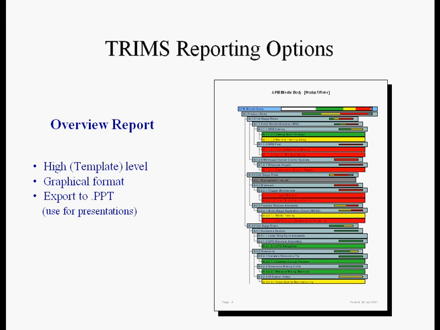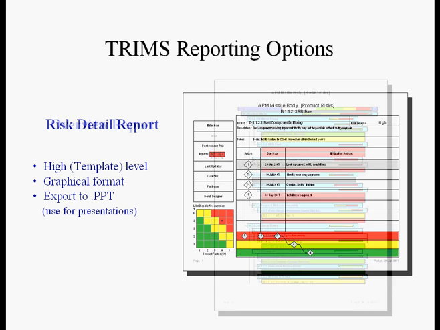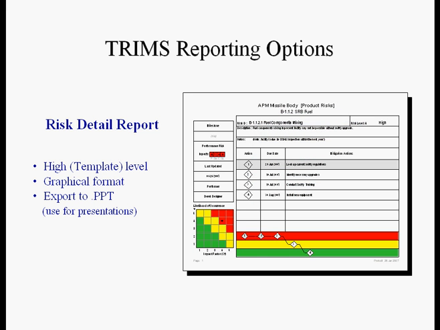The third report is the risk overview report, which displays the risks in a tree-style format, similar to a single column of the main display. The fourth report is the Risk Detail Report, also commonly referred to as risk worksheets. This report format displays information about each risk on a single page. This report has the same printing and exporting options as the previous reports.